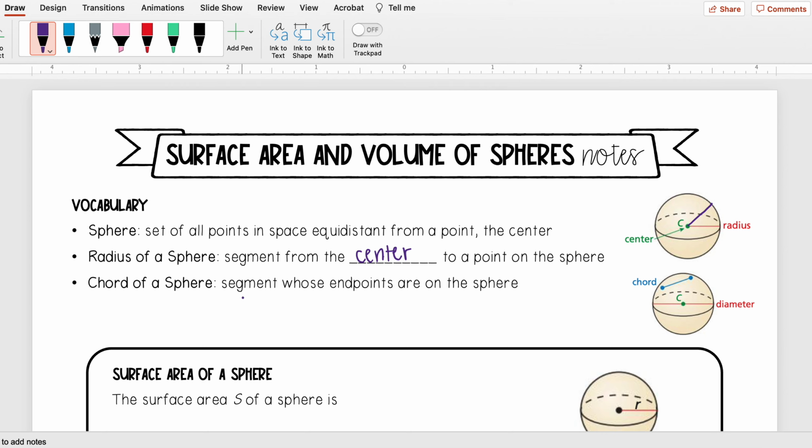And the chord of a sphere is a segment whose endpoints are on the sphere. And so I see here this blue line or segment would be a chord. It's not going through the center, but it's just connecting 2 points on the sphere, where the diameter is a chord that goes through the center of the sphere. So really similar to what we learned with circles, but now we're just looking at three-dimensional.